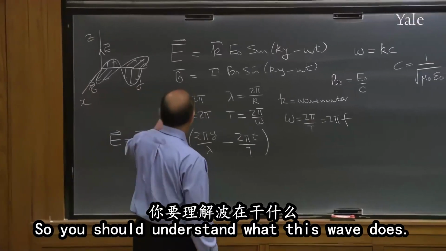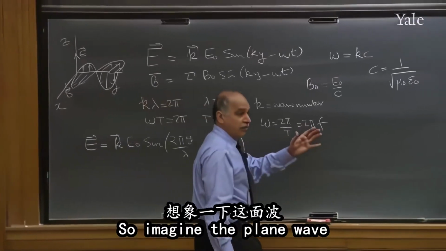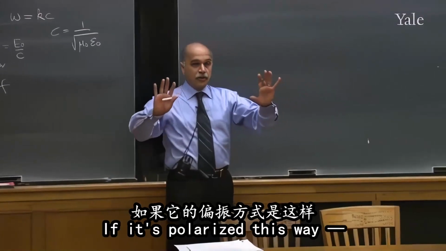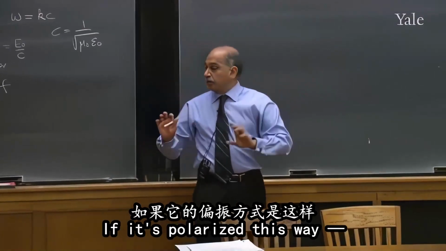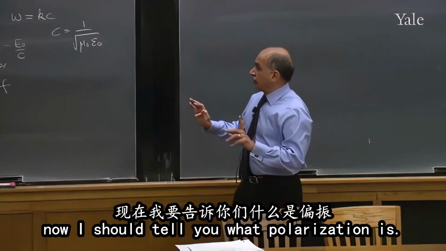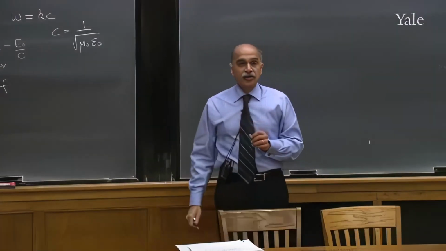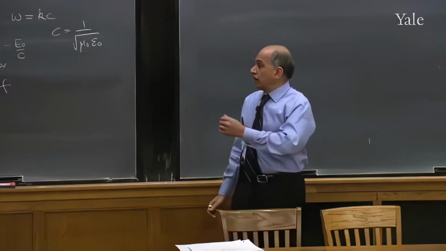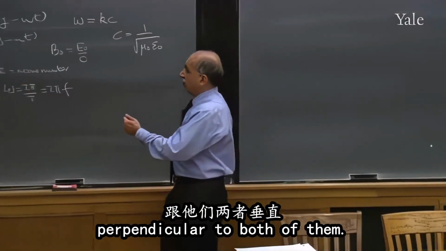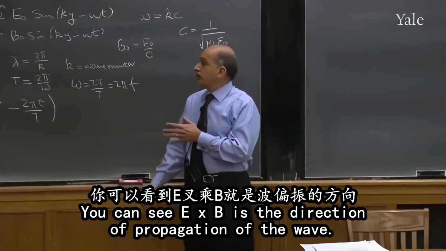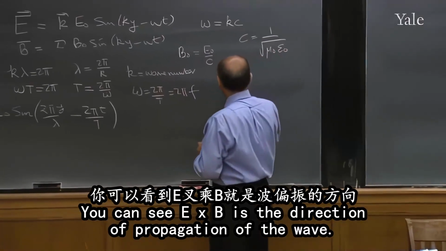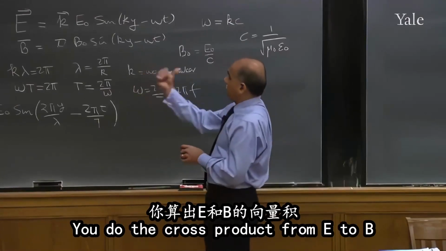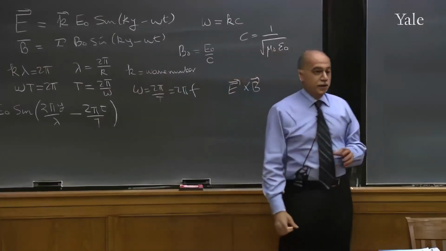So you should understand what this wave does. So imagine a plane wave is coming from the blackboard towards you. If it's polarized this way, now I should tell you what polarization is. Polarization is the direction of E. B is understood to be perpendicular to it, and the direction of propagation is perpendicular to both of them. You can see E cross B is the direction of propagation of the wave. If you do the cross product from E to B, that's the way it advances.